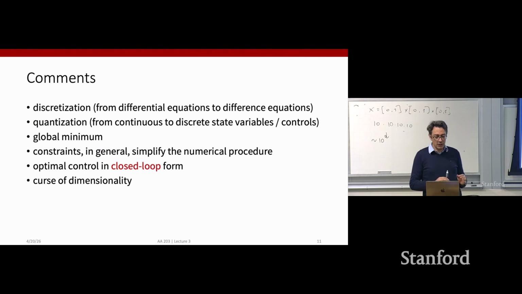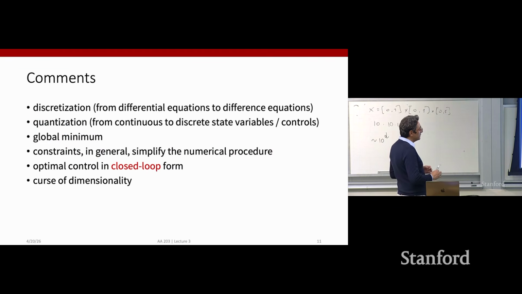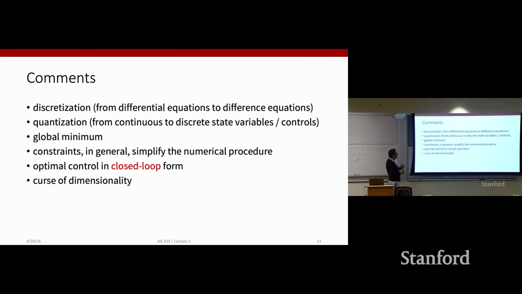So a few comments. I already talked about the discretization aspect. That's basically how we formulate the problem. We went from differential equations to difference equations. We talked about how the dynamic programming recursion has to be carried out for each possible value of the state. If the state is continuous, then we have to quantize it. Dynamic programming is trying to find a global minimum for each dynamic programming recursion, so it's going to give you the globally optimal solution.